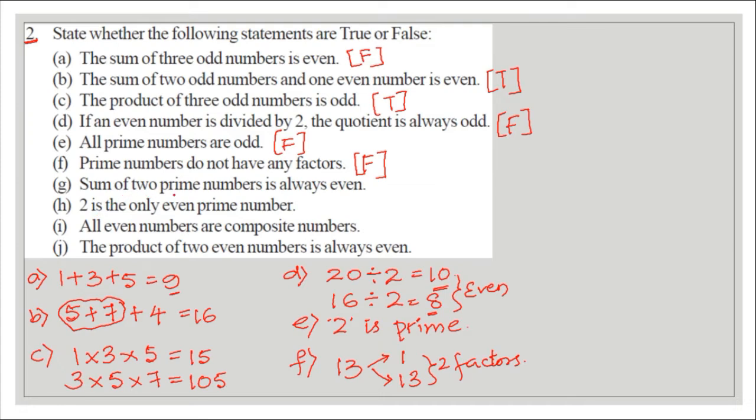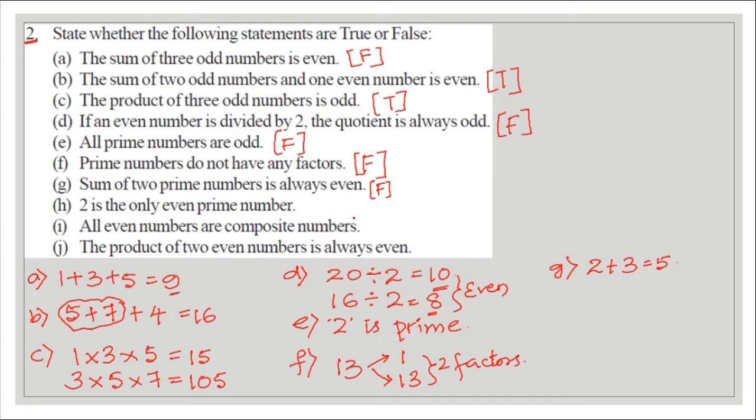Sum of 2 prime numbers is always even. This statement is also a false statement. The reason is, if I consider 2 prime numbers, say 2 and 3, I get the sum as 5, which is an odd number.